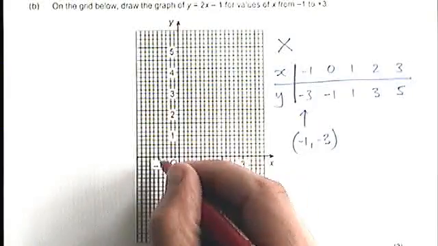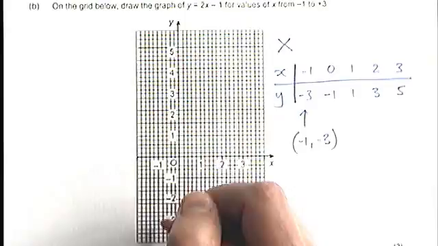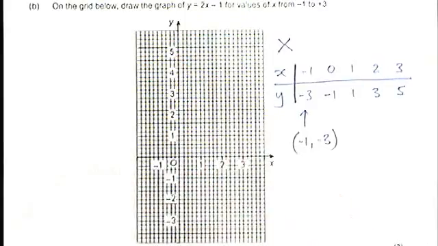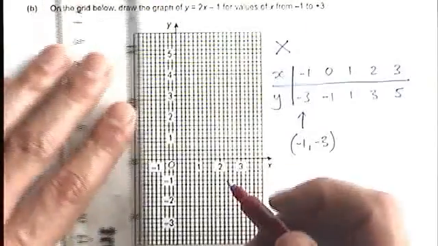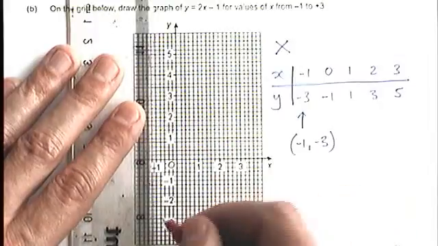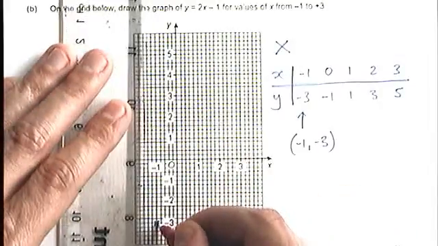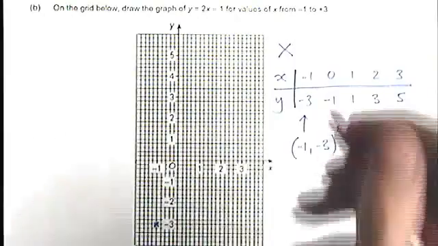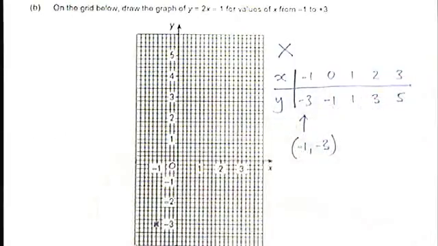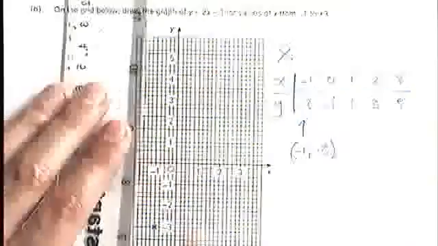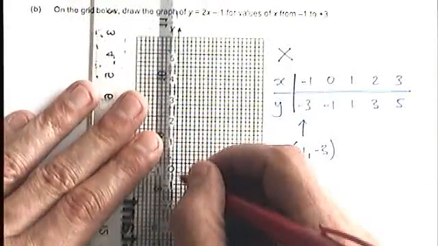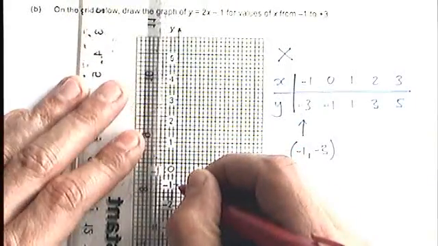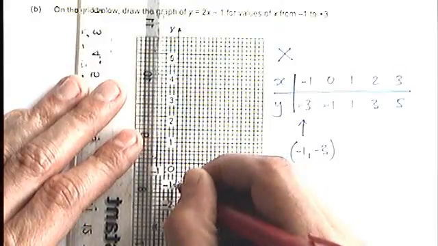Now I go along to -1, and when I'm trying to come down to -3, I might get a little bit lost in the grid. So one thing that I like to do is put my ruler at -1, and then make sure that I'm putting my cross in the correct place. Then I've got (0, -1). If we do that one, 0 along, and then -1 down is there.